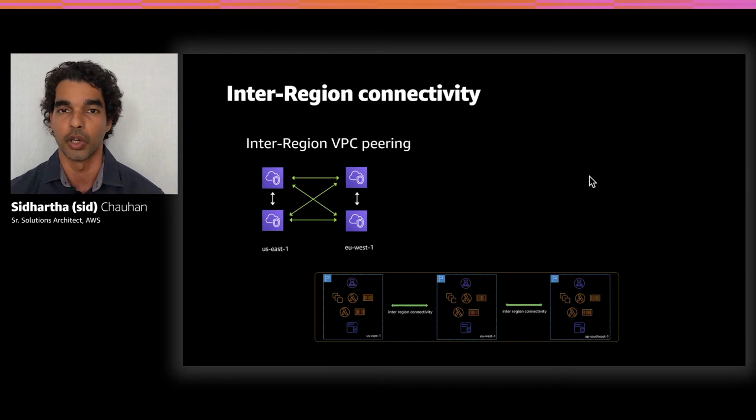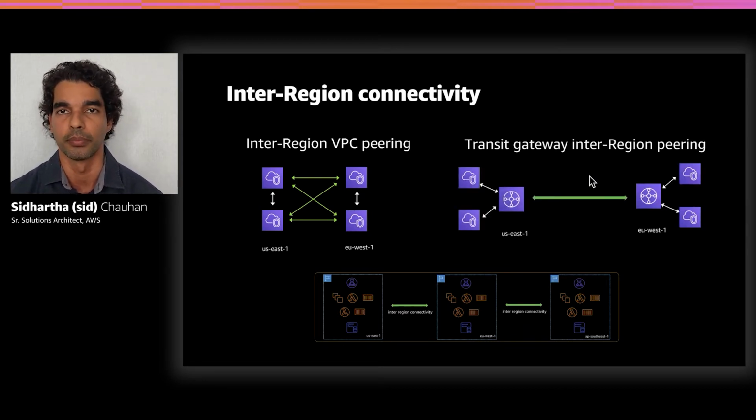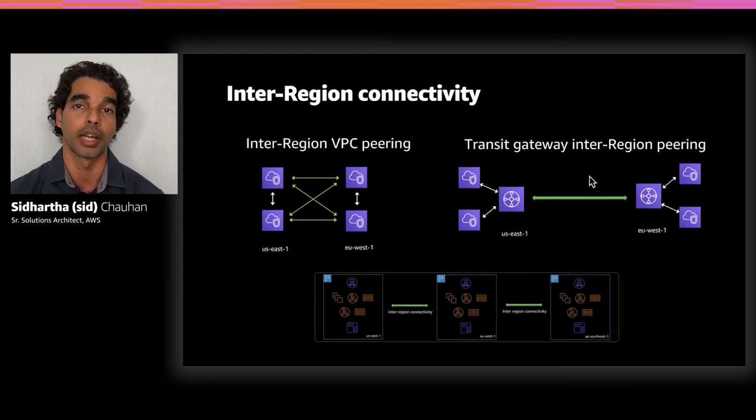Now, at scale, when you're connecting tens and hundreds of VPCs together, managing a full mesh network can be challenging, and you might start hitting peering limits. So, at scale, we recommend you use Transit Gateway. Now, for those of you who don't know what Transit Gateway is, it's a fully managed networking service which sits at the center of your network connectivity and acts as a hub. It connects thousands of VPCs together, and it can also connect your on-premises networks using AWS VPN or Direct Connect.